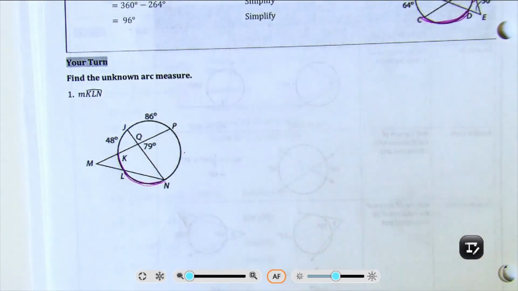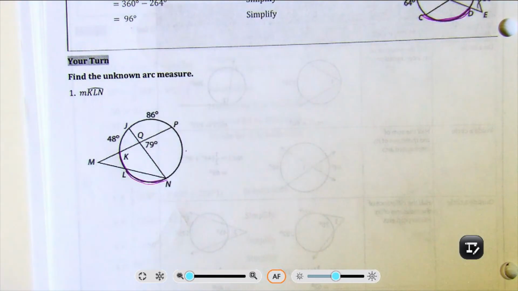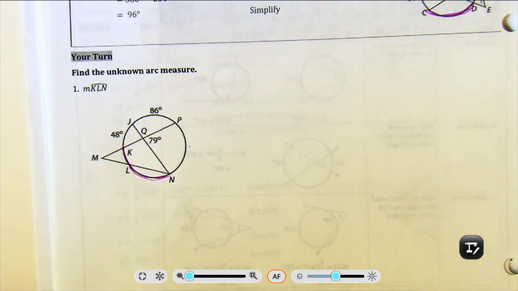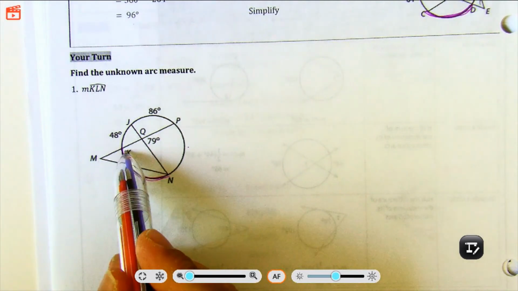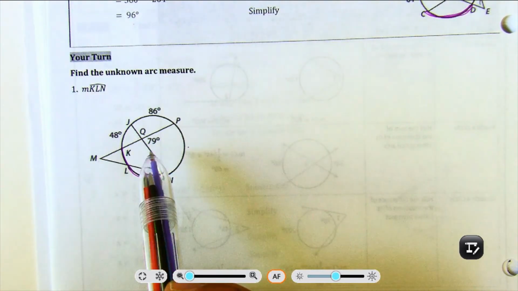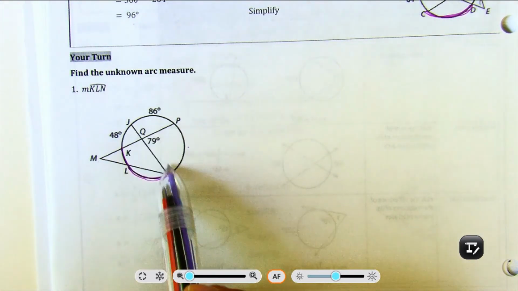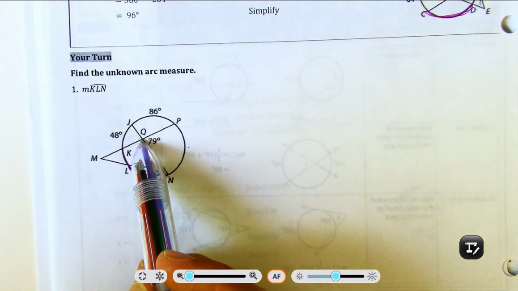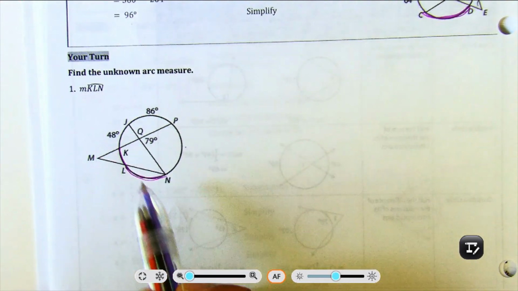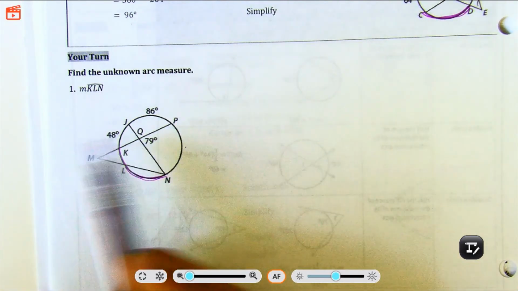Okay, so I got kind of stuck on this problem, and I'm going to do this a different way. I still want to find out what arc KLN is, but I'm going to be looking at these chords, where the vertex is inside the circle. The formula I'm going to be using is taking the sum of these two arcs and cutting them in half. So let me write the formula for you guys.